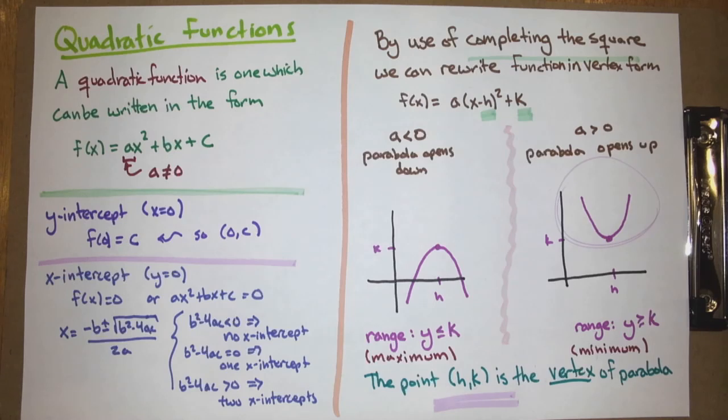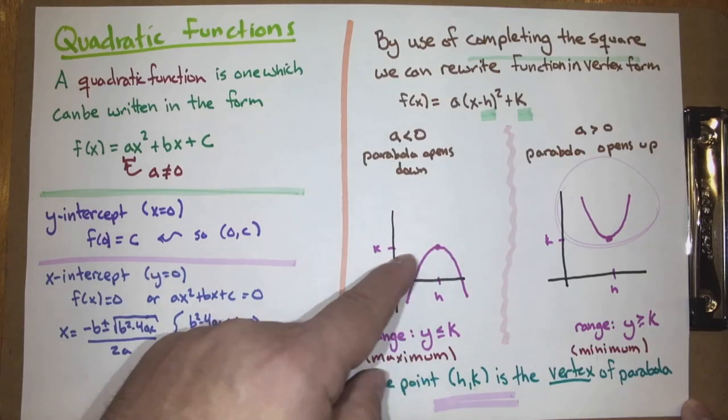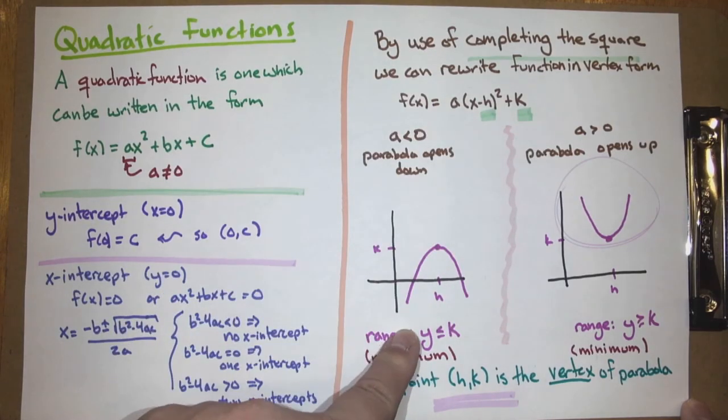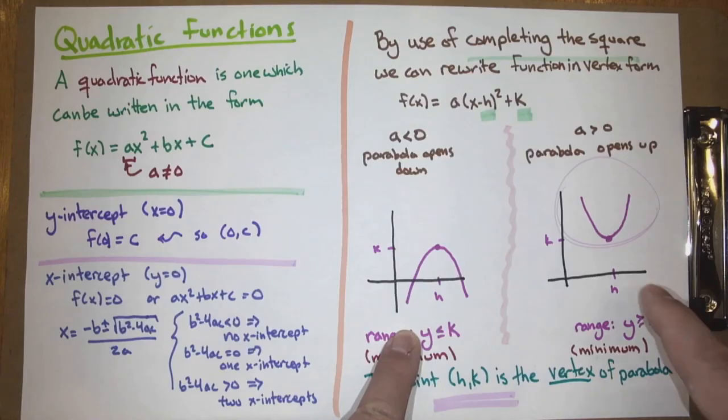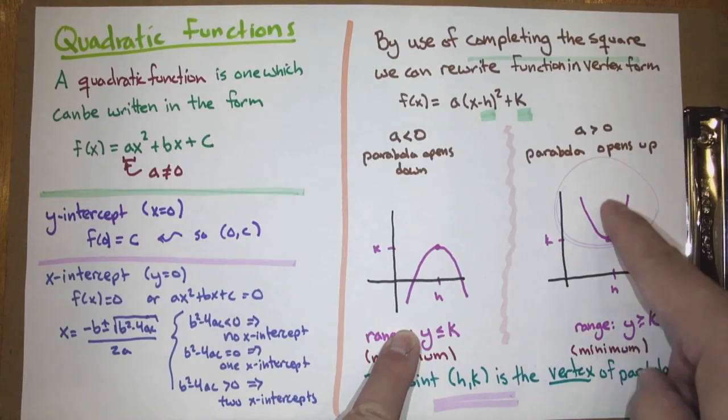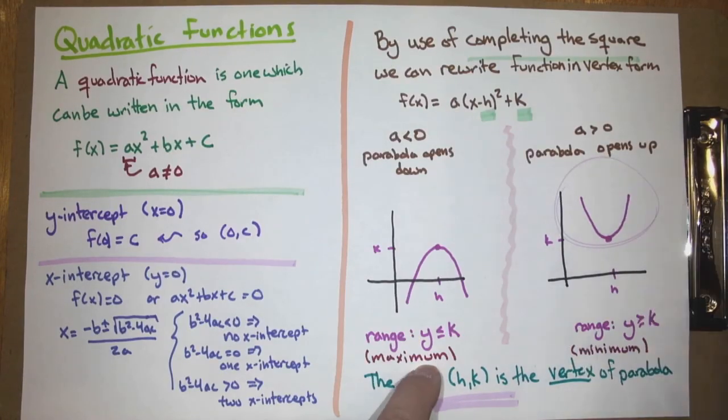Once we know where the vertex is, that helps us answer questions, particularly questions about what kind of outputs we have. If a is negative, the highest we can get is at the vertex, and we can get anything below. If a is positive, the lowest we can get is the vertex, and we can get anything above. So we can find the range. So if we can find the vertex, then we can find the range.